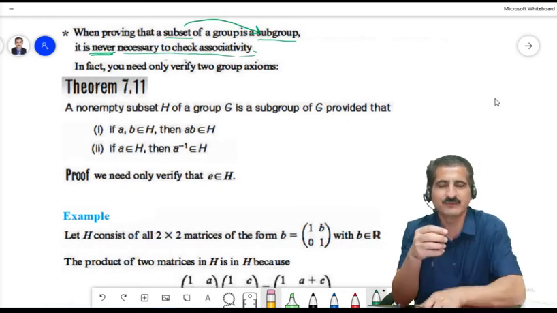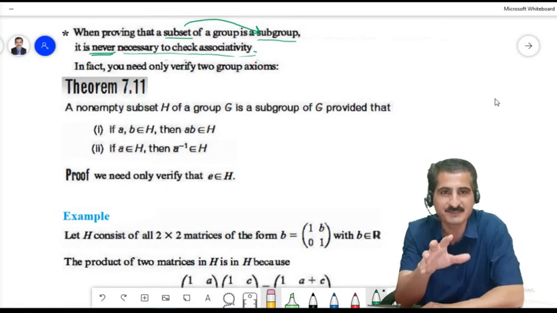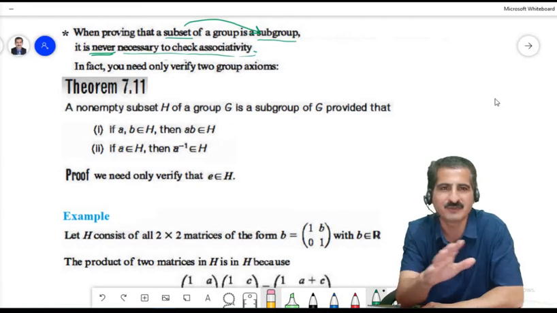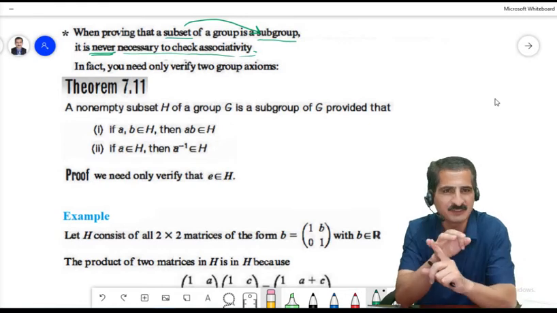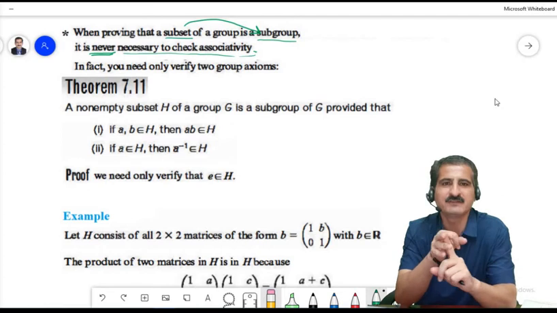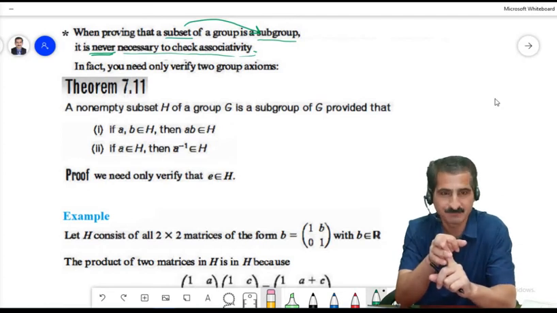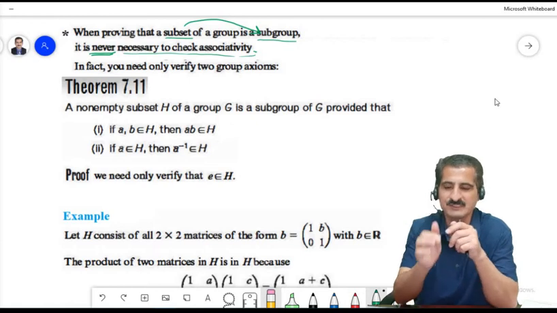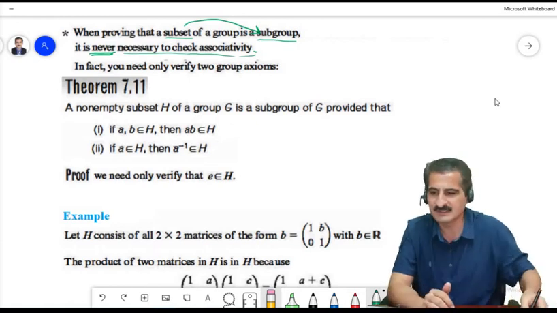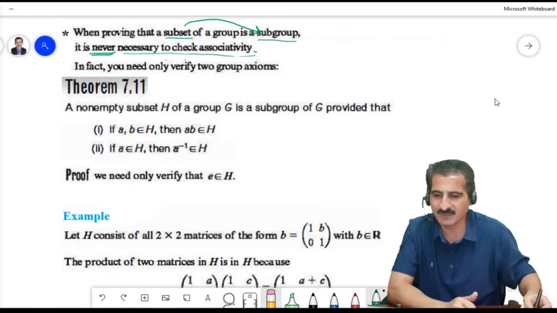So whenever you are given a subset of a group and I ask you to prove it is a subgroup, then you don't have to worry about associativity. So you have three things to worry about: it is closed under multiplication, the identity exists there, and every element has an inverse. And the fourth axiom of groups you don't have to worry about, which is associativity. And this is stated in the following theorem.